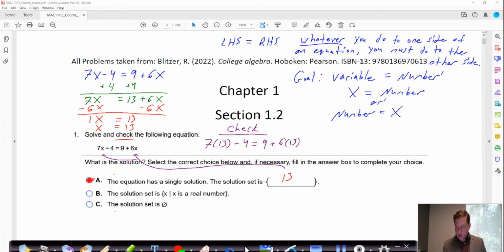Now 7 times 13 is 91. 6 times 13 is 78. 91 take away 4 is 87. Equal sign. 9 plus 78 is 87. And if we get number equaling itself, then that checks out. So this 13 has to be correct. And that would be the solution to the first problem.